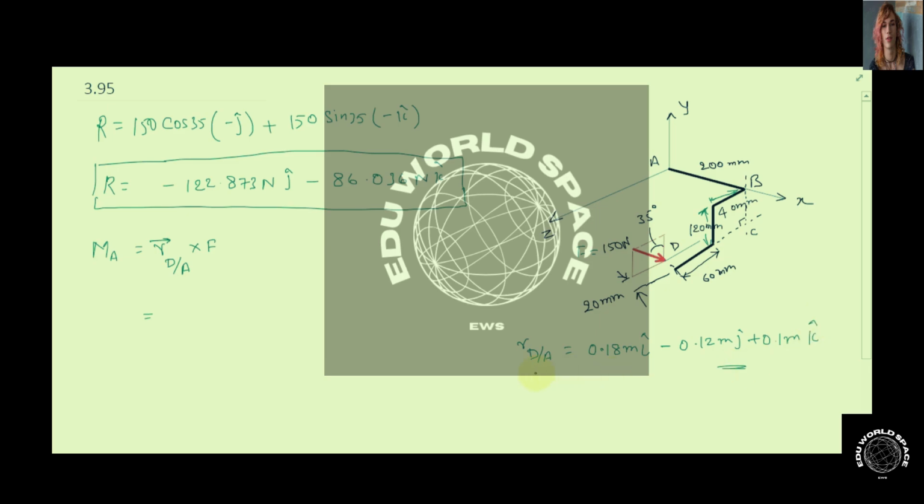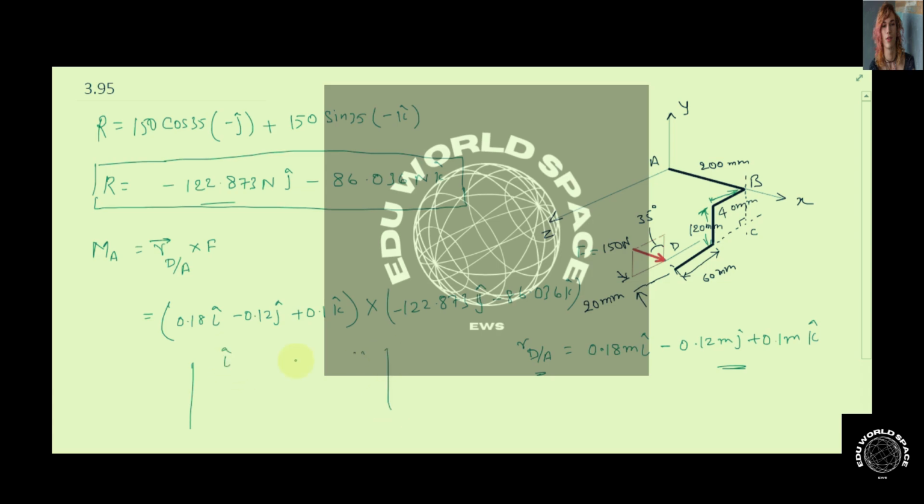So we can reuse this expression of the position vector of D with respect to A, that will be 0.18 i cap minus 0.12 j cap plus 0.1 k cap, and its cross multiplication with the force vector, that is minus 122.873 j cap minus 86.036 k cap. Now we can solve this by using the determinant method.